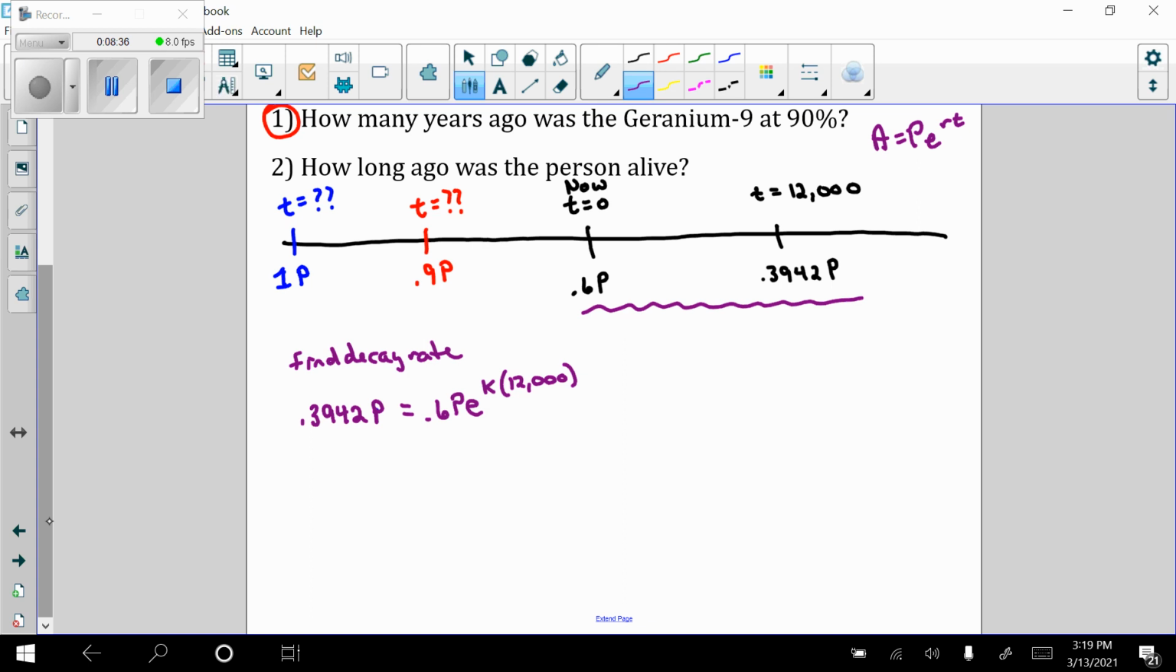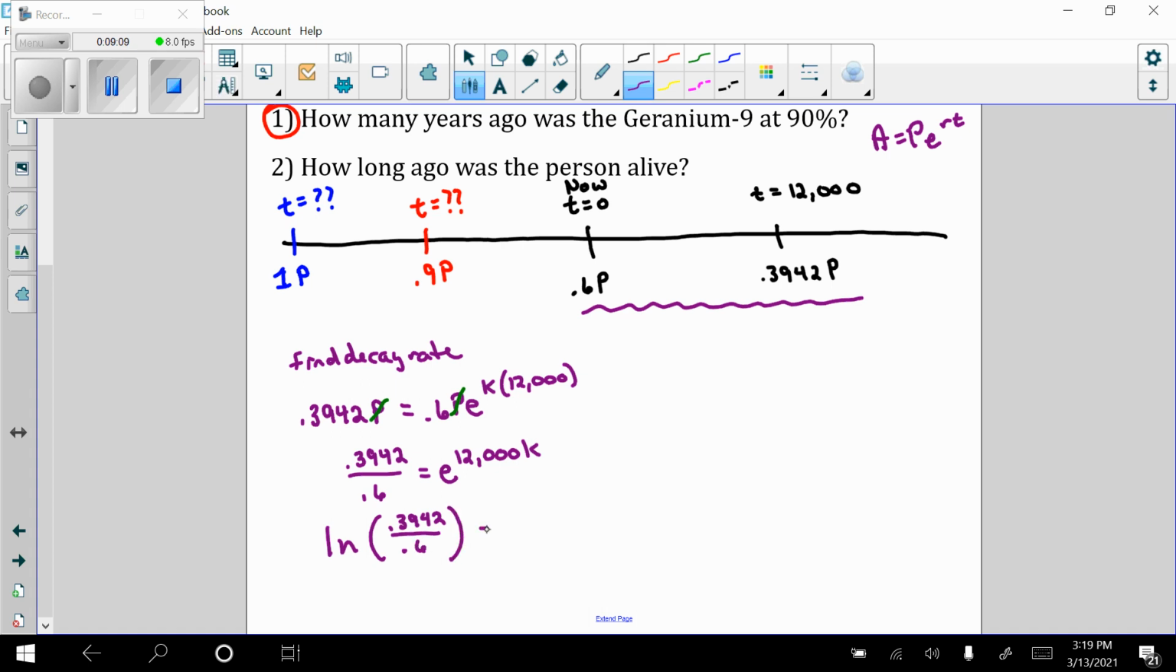Okay, so if I divide both sides here, I can see that my P's are going to cancel. So my ratio is simply 0.3942 over 0.6 equals E to the 12,000 K. Now I can change to a logarithm, natural log, 0.3942 over 0.6. And if you can see ahead a little bit, you're going to have to divide that by 12,000 like we did before.